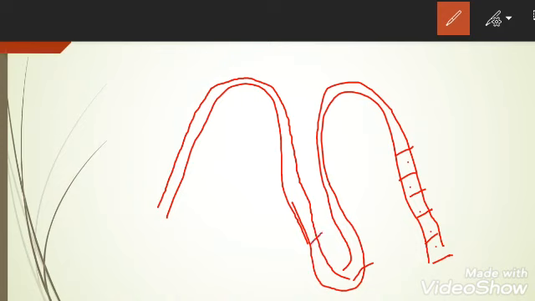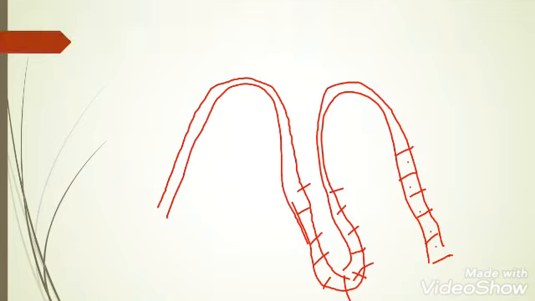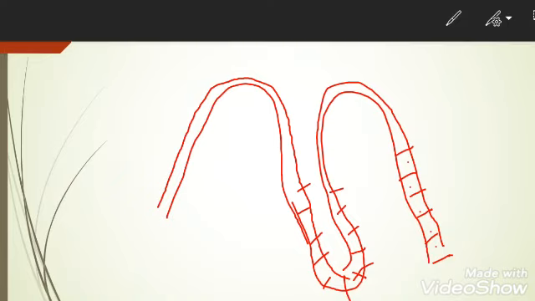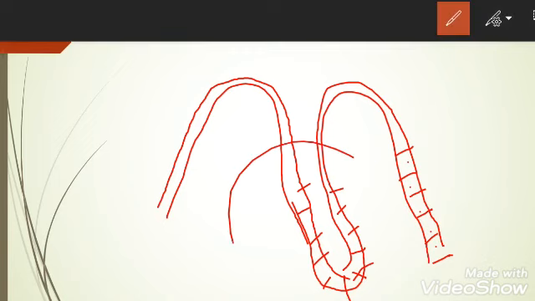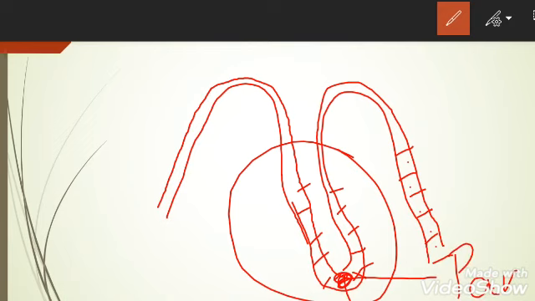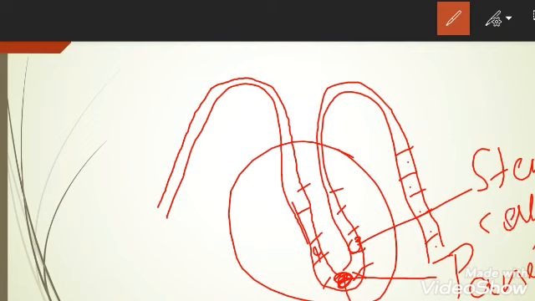Okay, so here at the base of this, this is a crypt of Lieberkühn. So this is basically the crypt of Lieberkühn. This thing is actually the crypt of Lieberkühn. So at the base of the crypt of Lieberkühn you find the Paneth cell. Okay, and somewhere over here you find the stem cells. So these are stem cells.